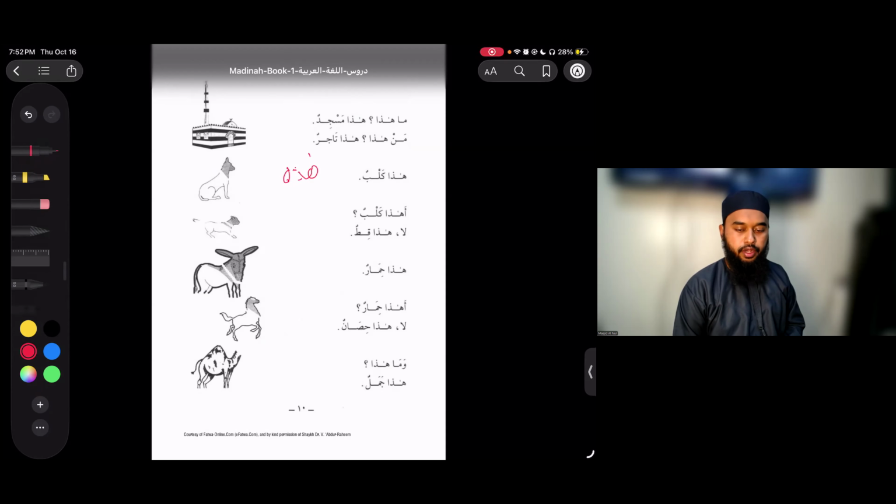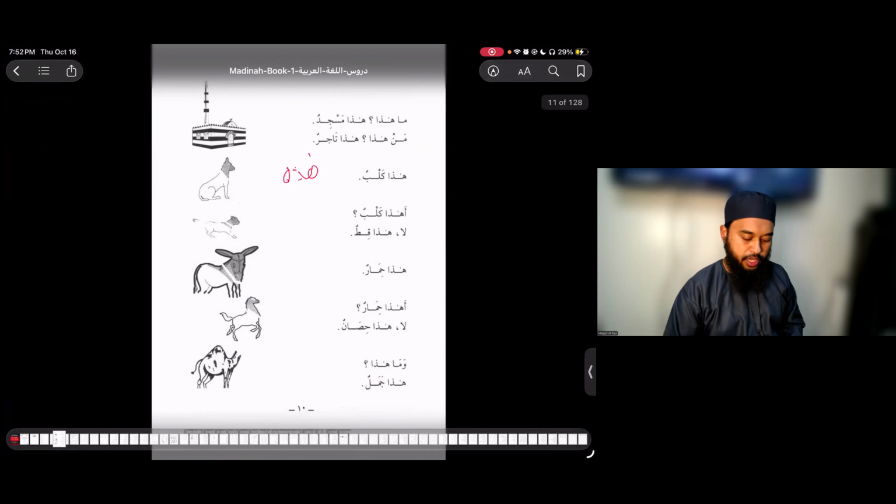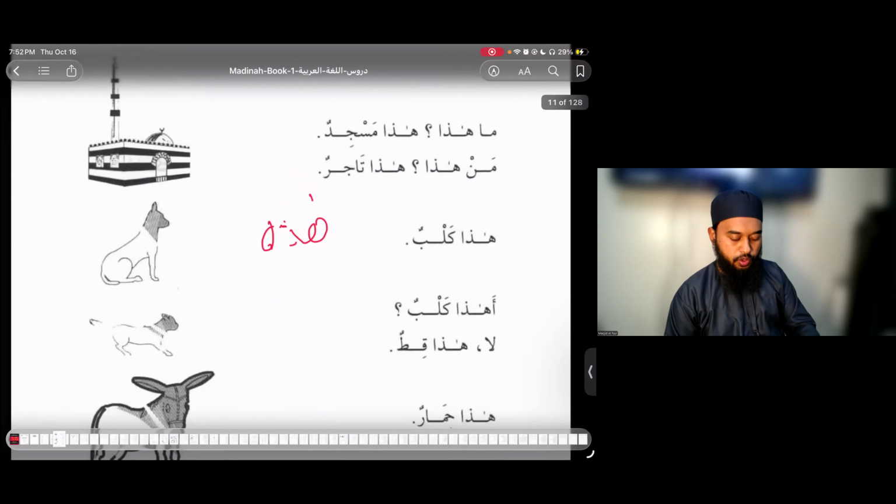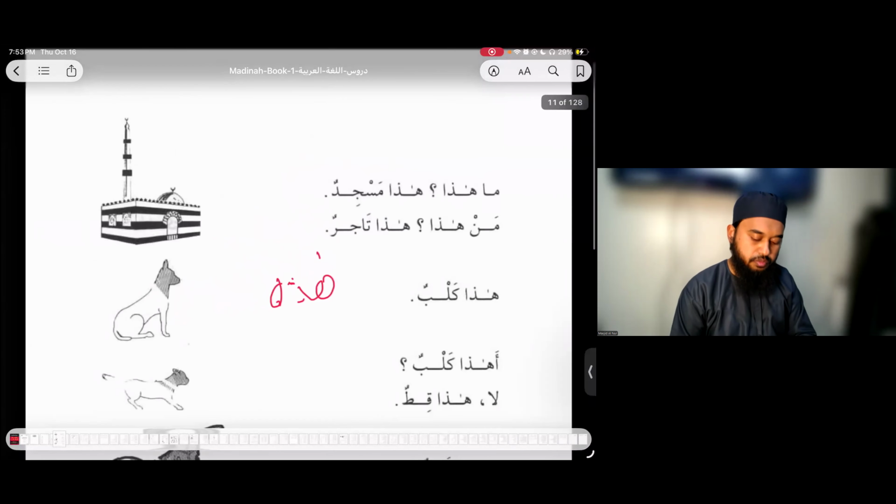I just used the word church right now. Kanisatun. كنيسة in Arabic is a feminine word. So you can't say هذا. You'll be like هذه كنيسة. لا هذا مسجد. كنيسة is church in Arabic. So I hope that answers your question. هذه is for woman and female.